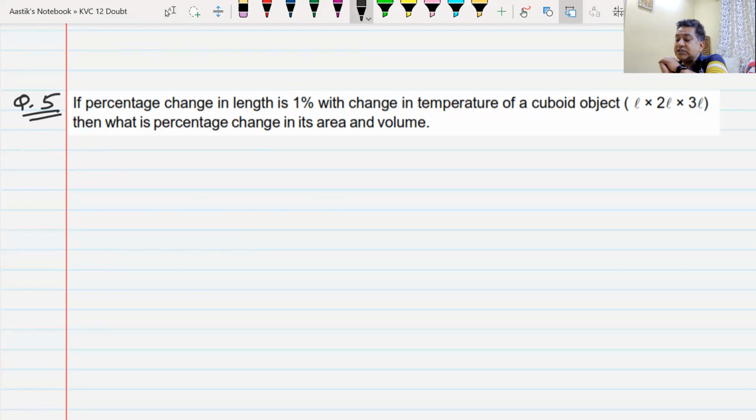If the percentage change in length is 1%, with change in the temperature of a cuboid object, where the length of the object is L, the width is 2L, and the height is 3L, then what is the percentage change in its area and volume? Simple things, simple thoughts, simple questions.